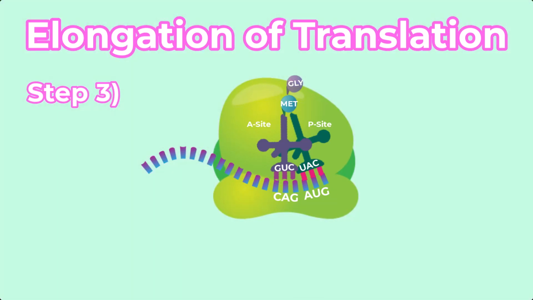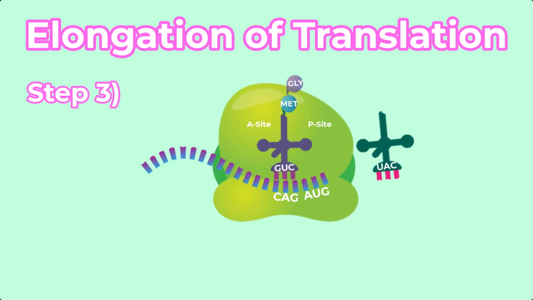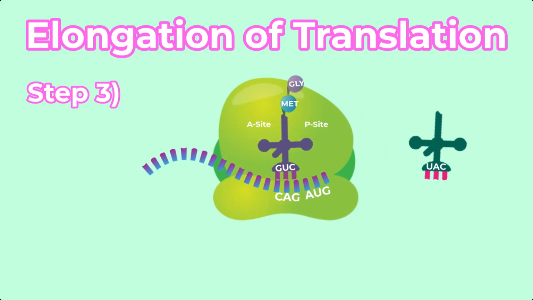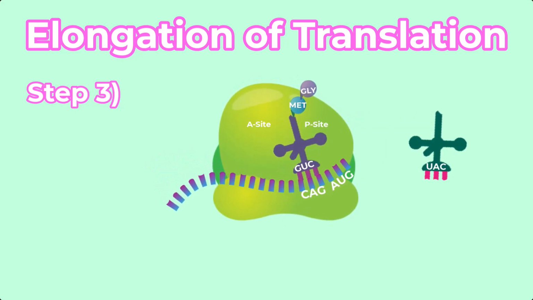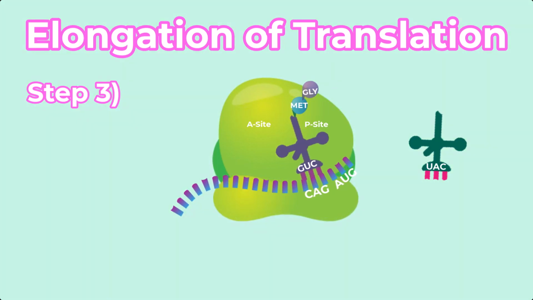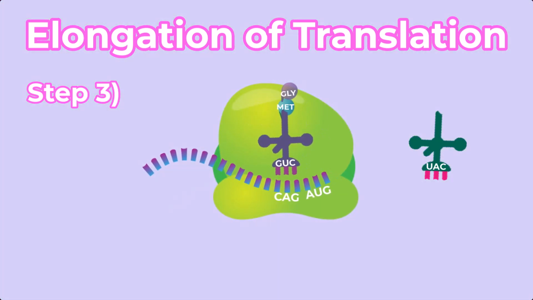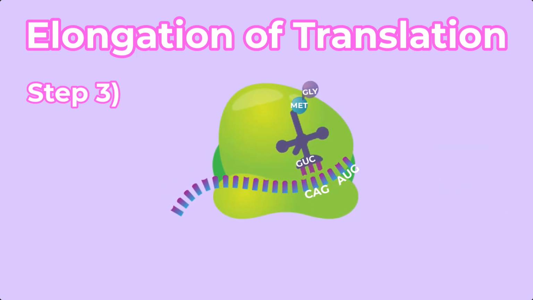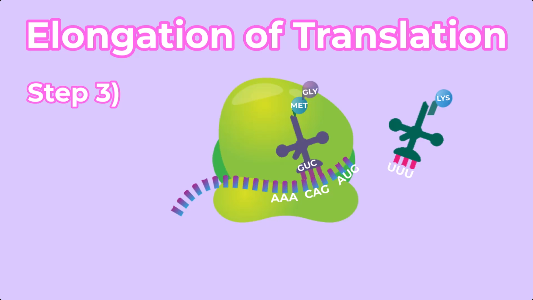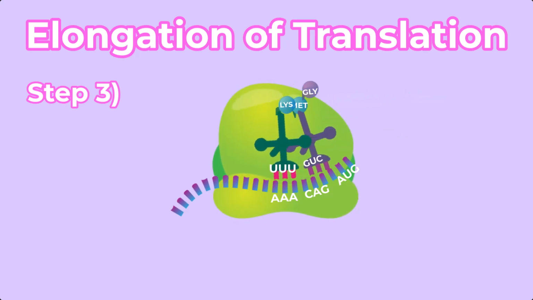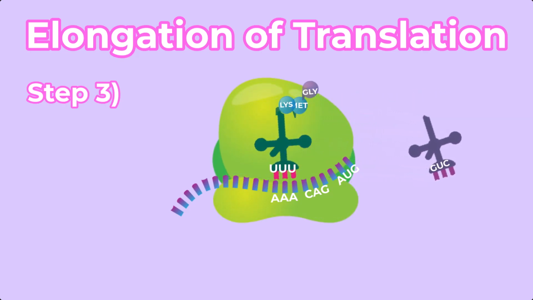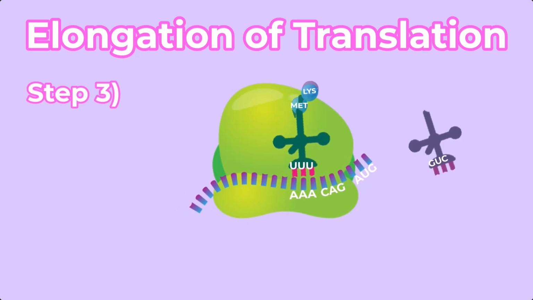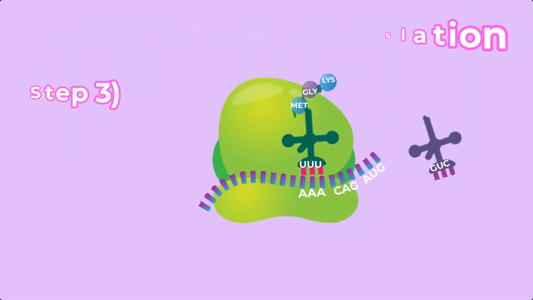In step 3, the P site tRNA now leaves the ribosome, and the ribosome moves the remaining transfer RNA carrying the growing polypeptide to the P site. The mRNA and tRNA move as a unit. This movement brings the next mRNA codon to the A site in order to be translated, and the process can start again with step 1.